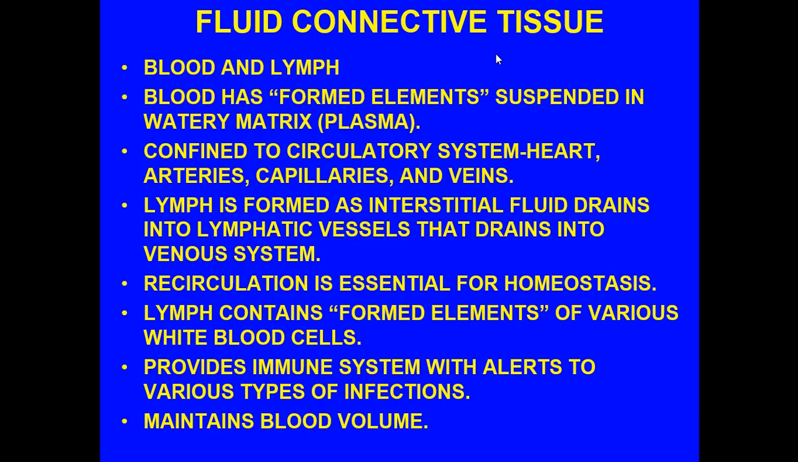it is important that you have recirculation to maintain homeostasis. And so the fluid is taken from the extracellular compartment, put back into the blood, etc. But this is really critical also. Lymph provides the immune system with alerts to various types of infections. And also lymph helps maintain blood volume.